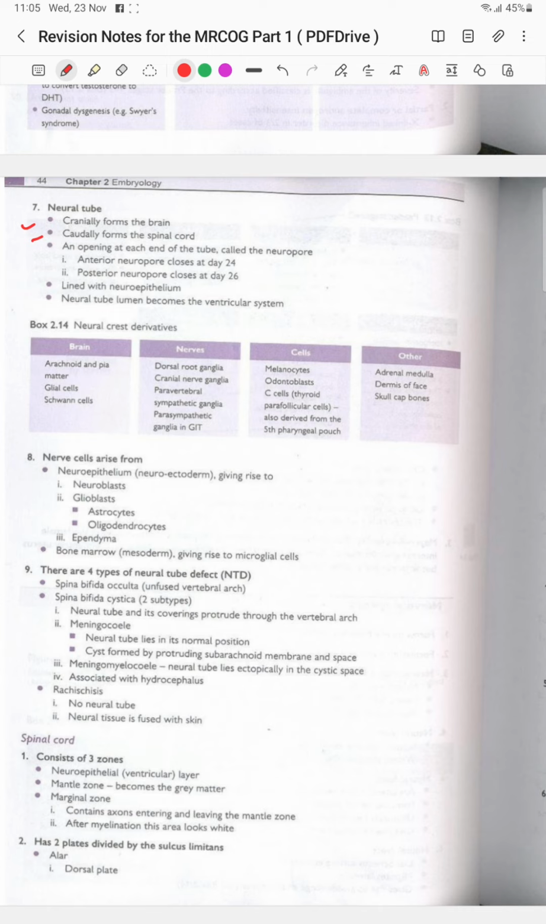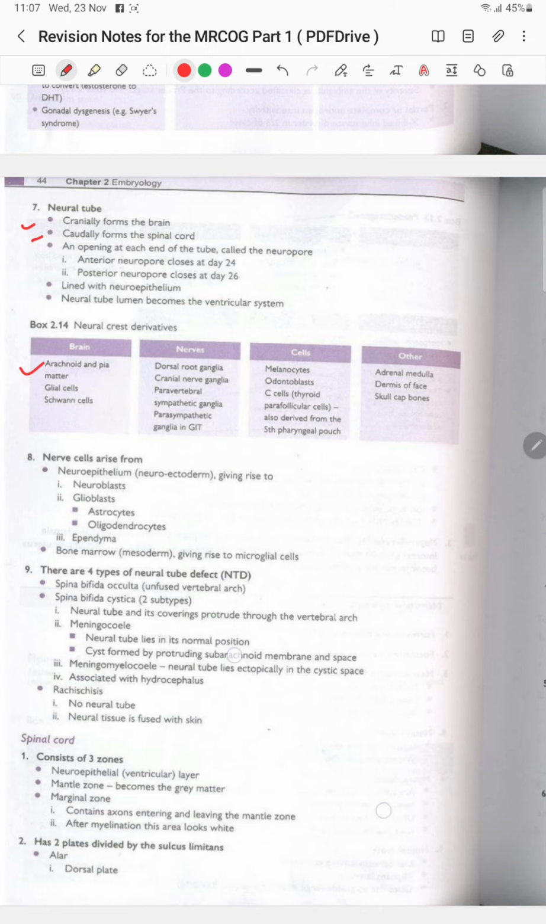The neural crest derivatives: the brain, the arachnoid and the pia mater, the glial cells and the Schwann cells, nerves, the dorsal root ganglia and the cranial nerve ganglia, and the paravertebral and sympathetic ganglia and parasympathetic ganglia, and the GI cells, melanocytes, odontoblasts, and C cells, the thyroid parafollicular cells, also derived from the fifth pharyngeal pouch, and the others: the adrenal medulla and the dermis of the face, skull cap bone.